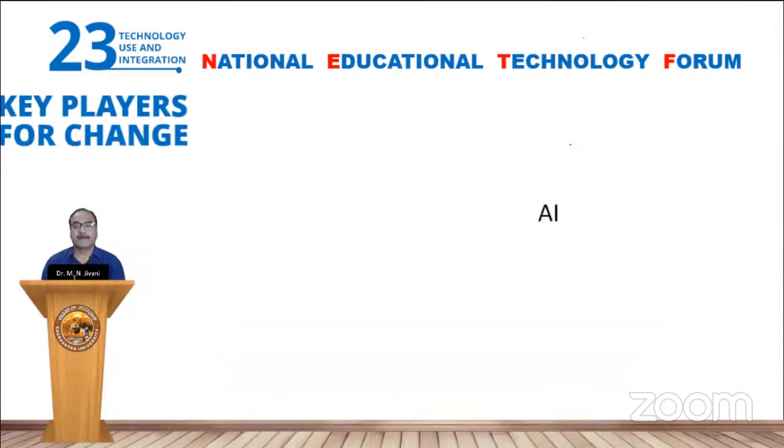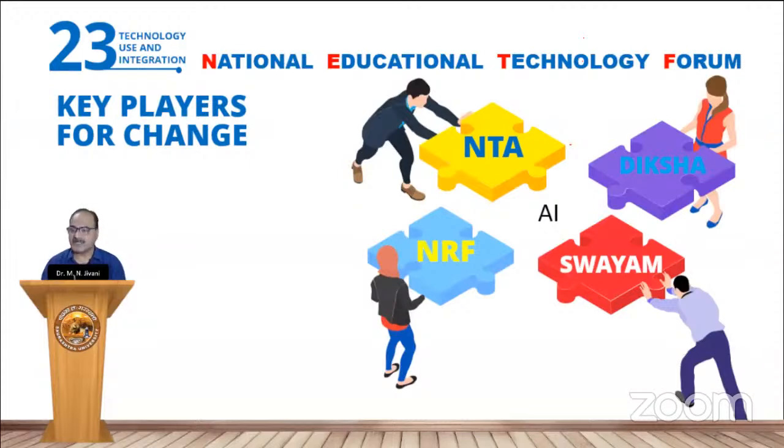Okay, and one beautiful word which is going to change the world, or four players are very important, and they are already established and have started their work: NTA, National Testing Agency, Diksha, Swayam, and National Research Foundation. And they all are focusing on one beautiful word, which is artificial intelligence. They are giving grants for research. They want to see how teaching and learning will be done through artificial intelligence. Now here people have a wrong conception that the teacher will be removed. No, the teacher will not be removed. This technology will help the teachers with so many works, assessment, so many things.